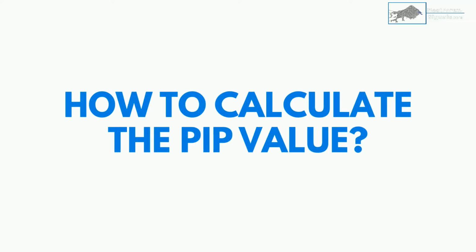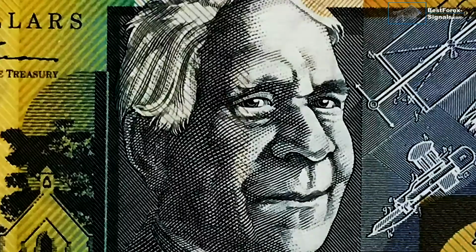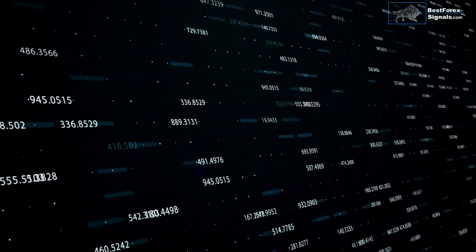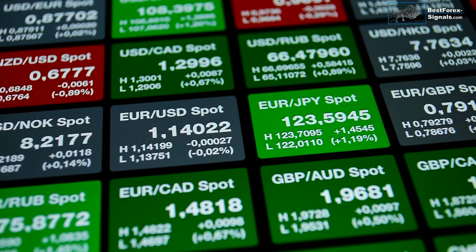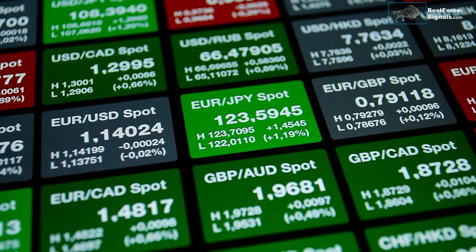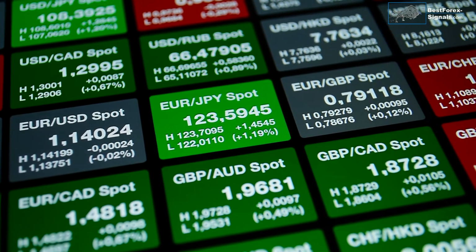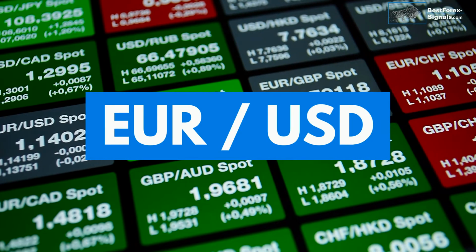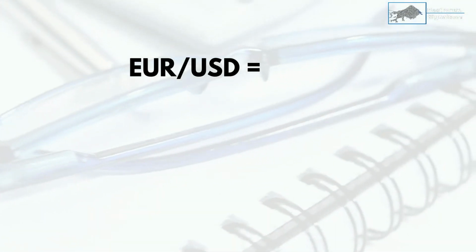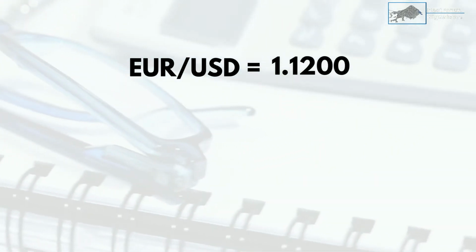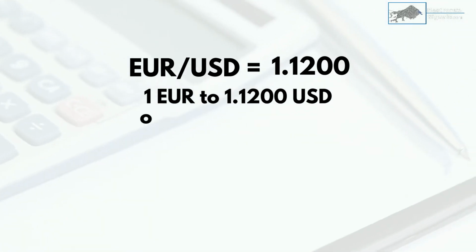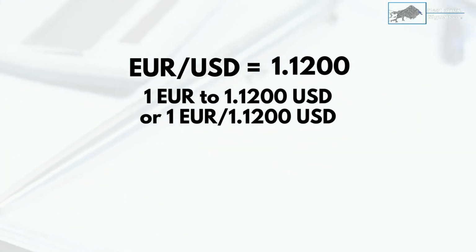Now, let's see how to calculate the pip value. There are so many currencies you can trade in Forex, and each currency pair has its own relative value. It's important to calculate the value of the pip for that particular currency pair. Let's give you some examples. Let's pick the EUR/USD pair. Let's say its current market price, EUR/USD, equals 1.1200, to be read as 1 EUR to 1.1200 USD, or 1 EUR/1.1200 USD.